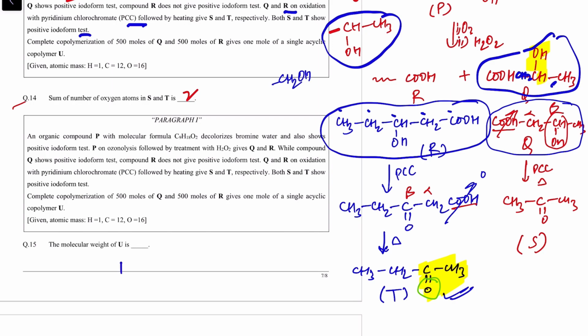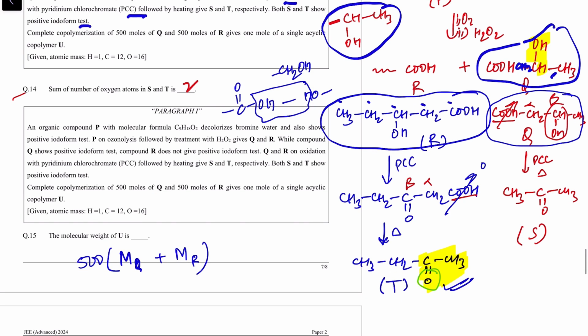Let's say the molecular mass of Q is MQ and the molecular mass of R is MR, and there are 500 molecules, so the total mass would be 500 times. Now when one molecule of Q combines with R, an ester linkage is formed, right? One molecule gives carboxylic, the other gives alcohol, and then water is eliminated, and that gives an ester linkage. Similarly, a third molecule attaches, a water is eliminated. So addition of 1000 molecules will result in the elimination of 999 molecules of water. So the mass eliminated is 999 into 18. That will give you the molecular mass of U.